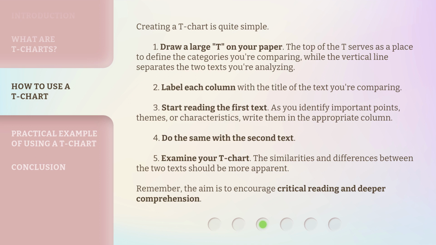3. Start reading the first text. As you identify important points, themes, or characteristics, write them in the appropriate column. 4. Do the same with the second text. 5. Examine your T-chart. The similarities and differences between the two texts should be more apparent. Remember, the aim is to encourage critical reading and deeper comprehension.